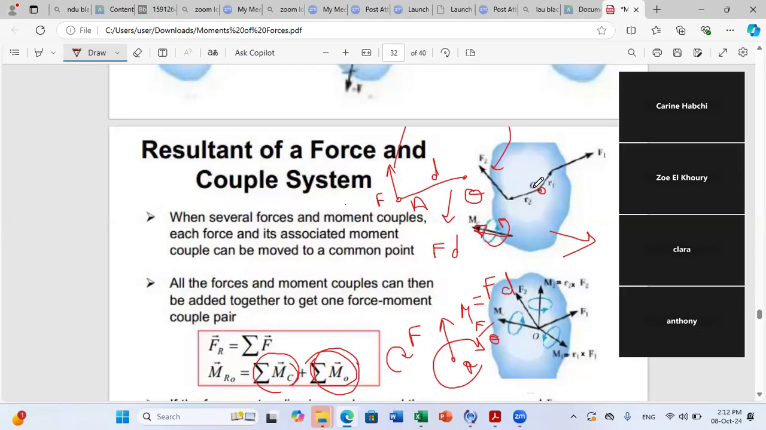In this condition, you can say that I can reduce several forces and several couple moments at one point. At this point, I just represent the system by one force, one moment. Clear? Yes, thank you. Okay. Other question?